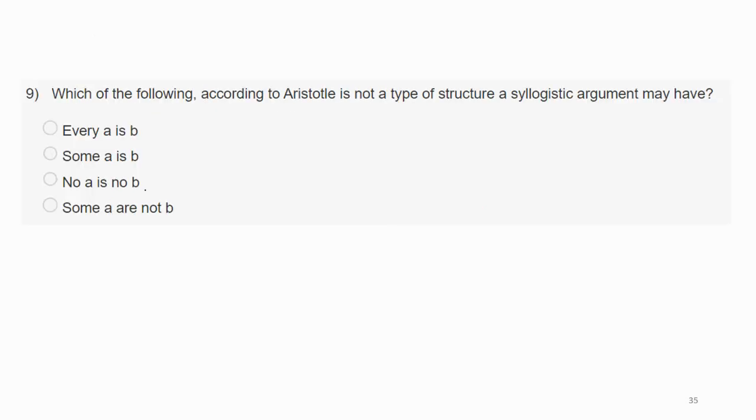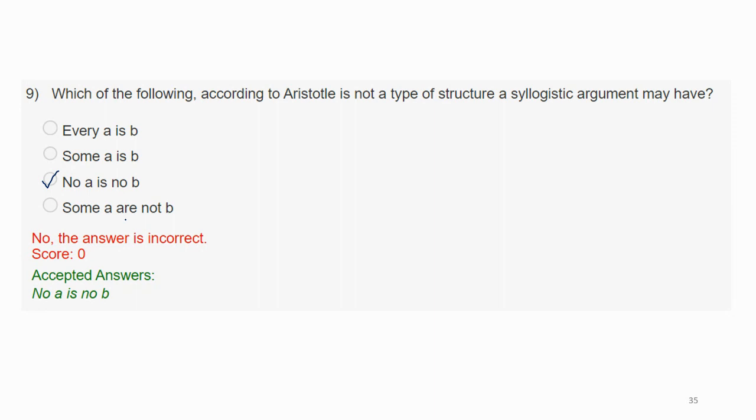Coming to the next one, this is also an easy one. Which of the following, according to Aristotle, is not a type of structure a syllogistic argument may have? Every A is B, some A is B, no A is no B, and some A are not B. So the answer is no A is no B, because we didn't talk about any such kind of premises in our discussion section.